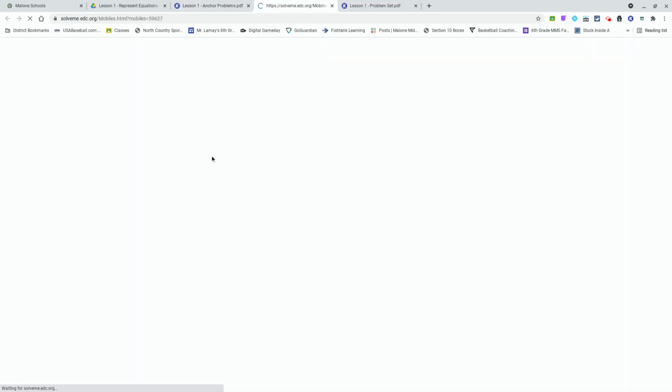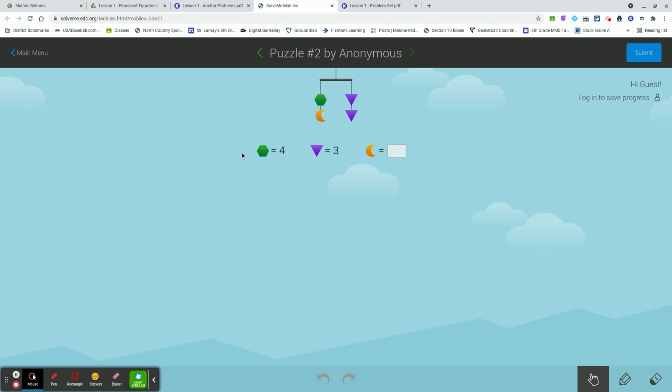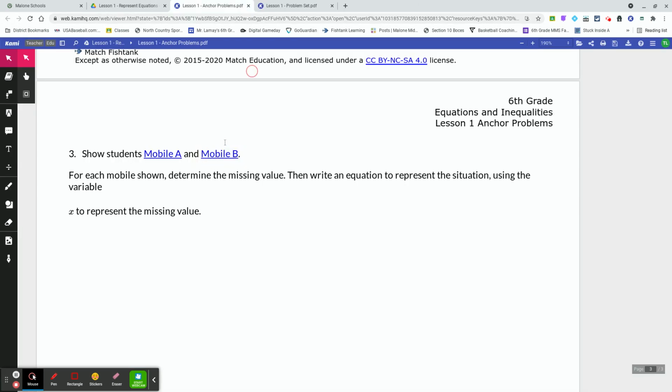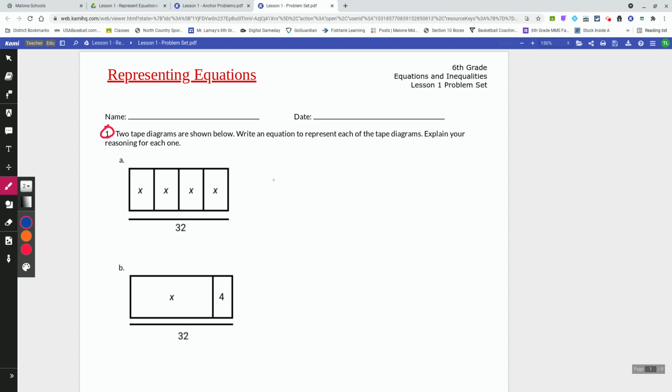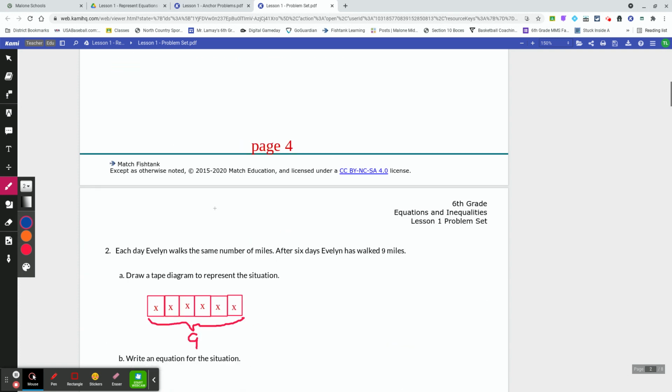So that's one situation you could show. Then you could do it this way with another mobile. This one's a little more complicated, but we know that on the right hand side, if each of these triangles is 3, then that'd be 6. If we know that this hexagon is 4, 4 plus the 2 is going to equal 6 altogether. So this one you are going to have, representing equations. You're going to have to do the ones that are circled. So one is circled. It's similar to the second problem I just went over and on the previous page that you did not have. And there's my definition of equations again.